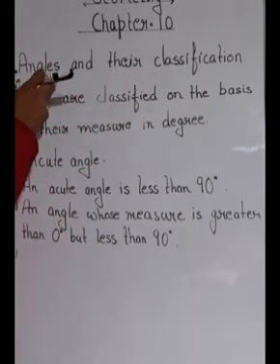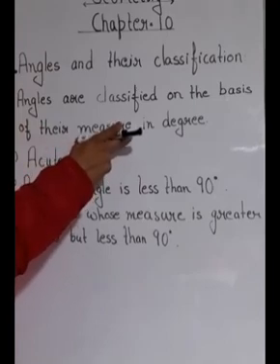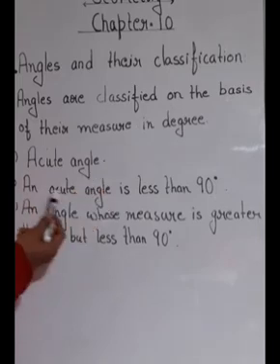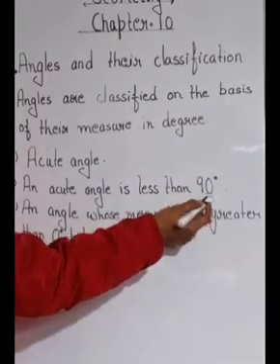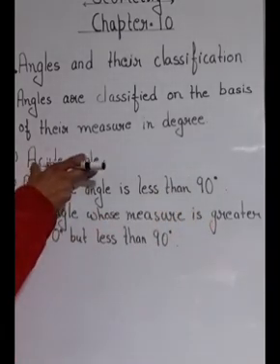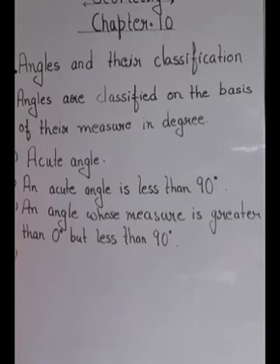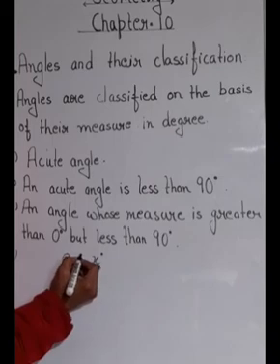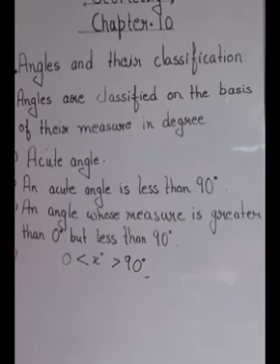So, we classify angles on the basis of their measure in degree. It means we will measure the angle and then we will come to know under which class the angle lies. Okay. So, first is your acute angle. What is an acute angle? An acute angle is less than 90 degree. So, if an angle is less than 90 degree, then it is called an acute angle. Or you can say an angle whose measure is greater than 0 but less than 90. It means any angle, consider it x degree, which is greater than 0 but less than 90 degree, then it is said to be an acute angle.